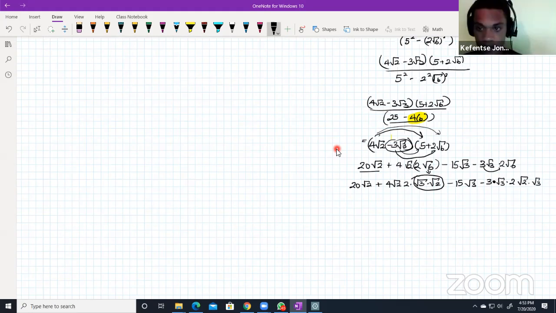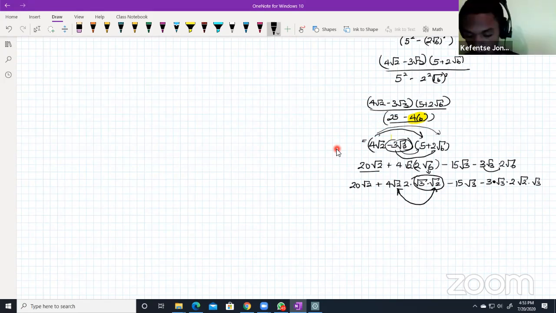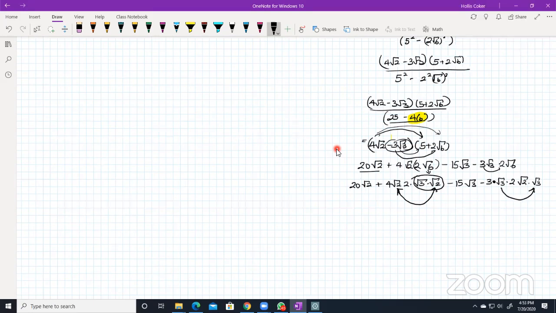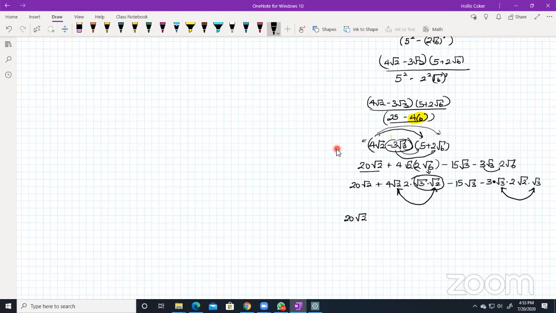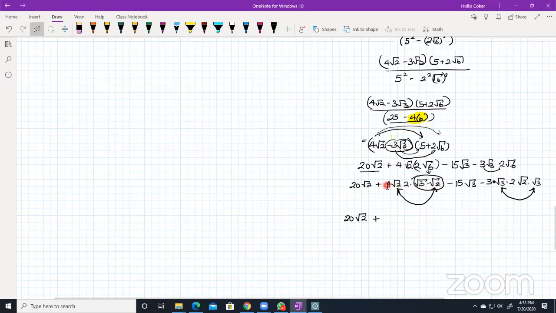Let's see what actually happens now. I can take these 2 root 2s here and multiply them. See that? I can take these 2 root 3s and multiply them, and our sum will come down from that point. So root 2 by root 2 will give me just 2, right? So the first term will be 20 root 2 for sure. The second term, this root 2 by that root 2 will give me 2, by 2, 4, by 4, 16. So I get 16 times root 3.